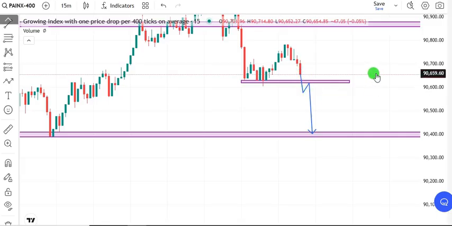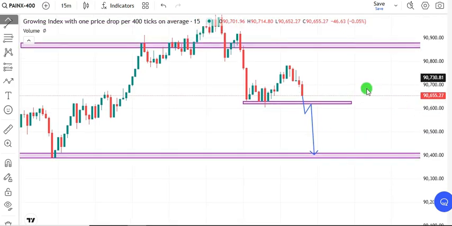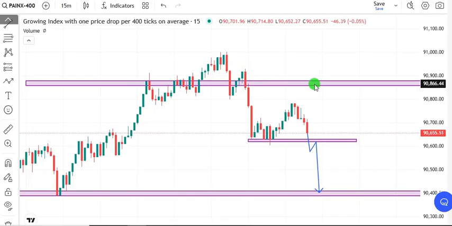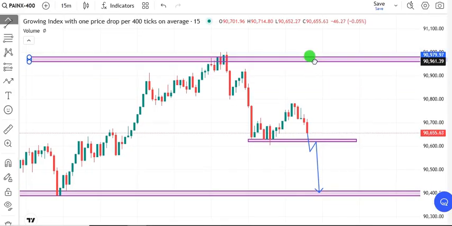Otherwise, I suggest you just leave the market to get to the zone, then show you signs of either reversing or breaking below. If that does not happen, you wait for it to get above this zone, then I think of going long. So that's that for PainX 400.